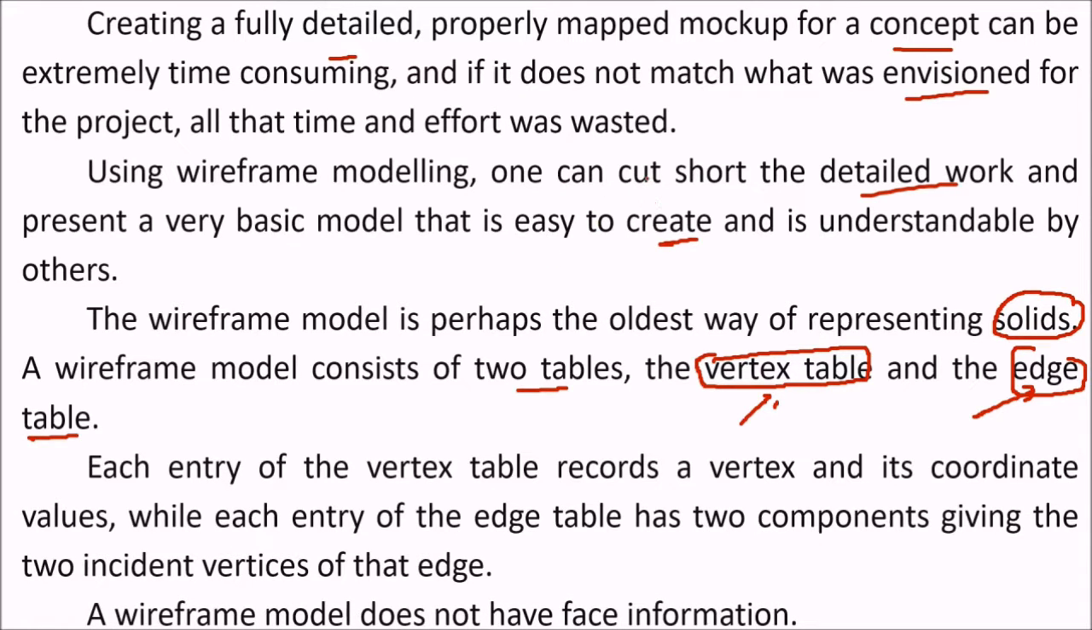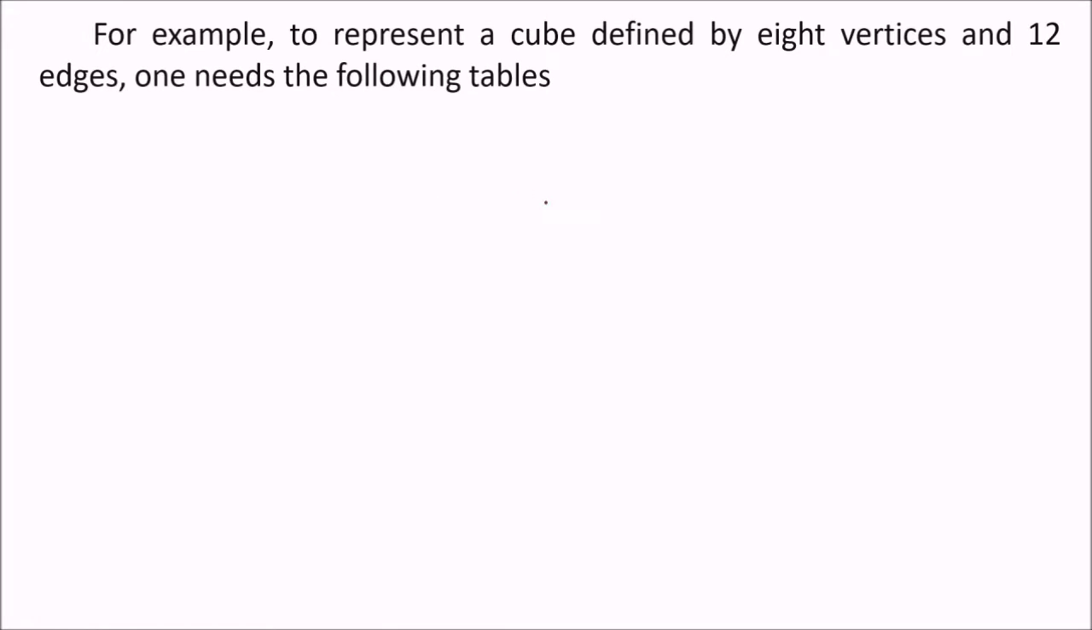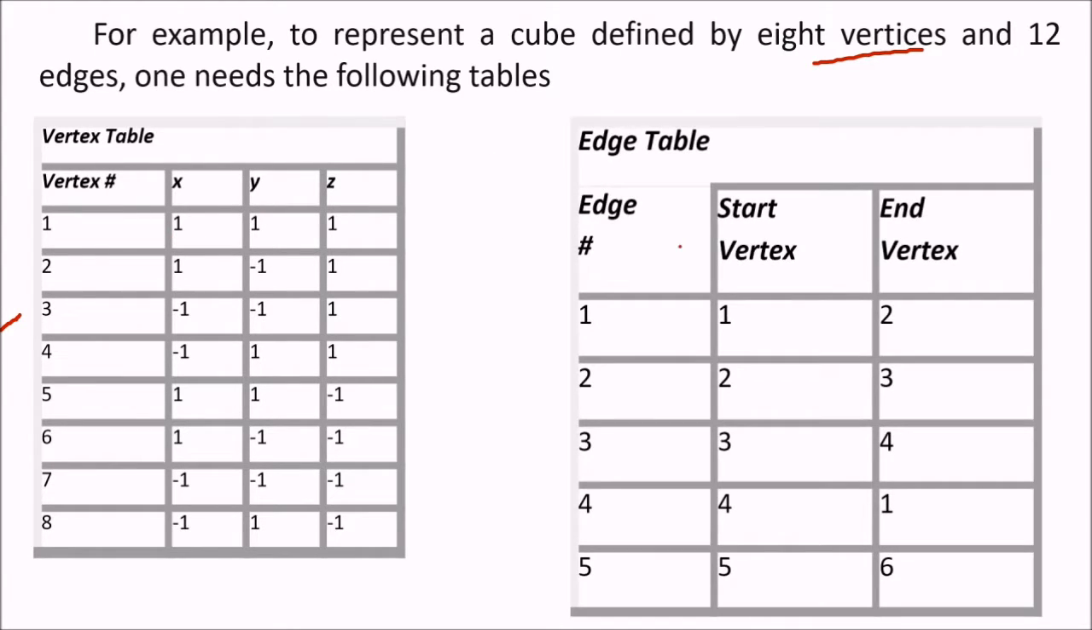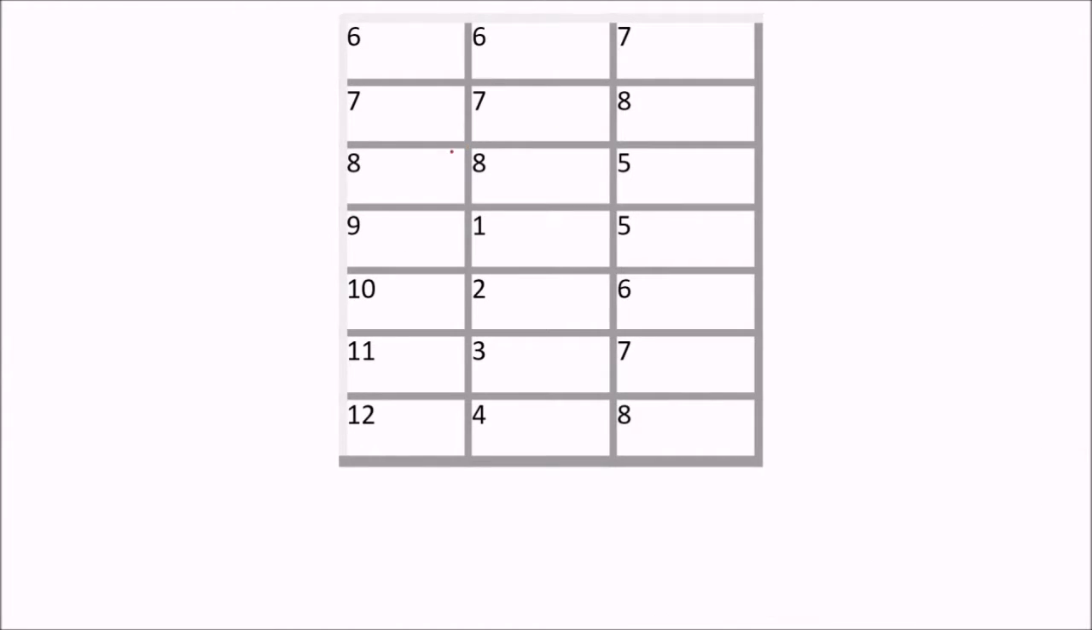A wireframe model does not have face information. Please understand, a wireframe model will not have face information. For instance, to represent a cube defined by, say, 8 vertices and 12 edges, we need the following diagram. And of course, the edge table would be like this. We'll show the diagram also like this.